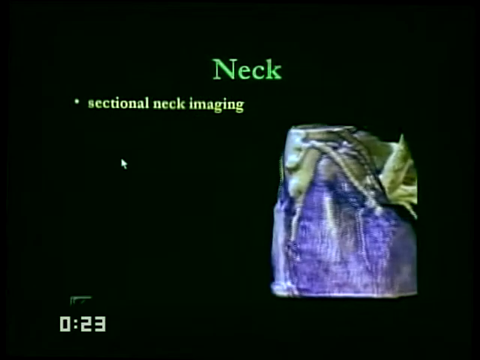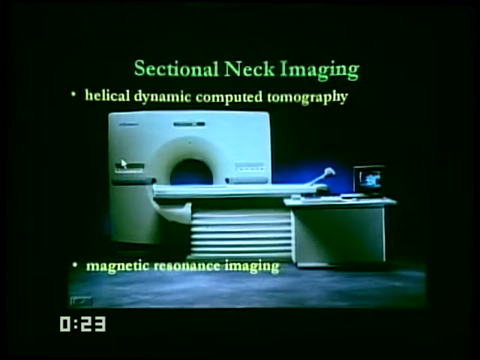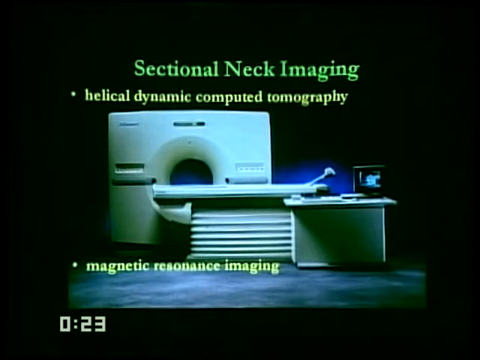Let's look at sectional neck imaging. For this, we're going to look at the two ways in which we can look at the neck. One is using intravenous contrast, which is helical dynamic computer tomography, and the other is without using contrast. You do not really gain very much by injecting gadolinium DTPA in MRI of the neck.